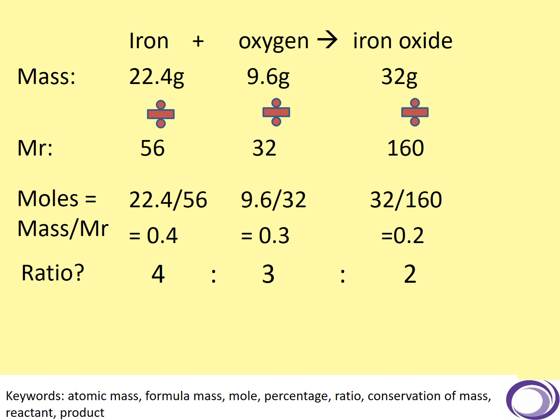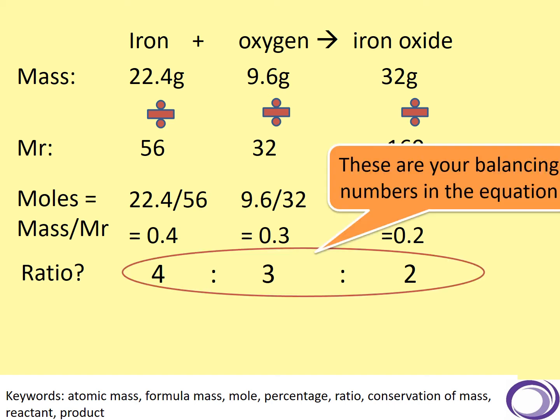The ratios stay the same. We've timesed all of them by 10. So therefore, these are the balancing numbers that we need in our equation. And what we end up with is 4 moles of iron reacting with 3 moles of oxygen to produce 2 moles of iron oxide. And if we follow this pattern every time, you should always get full marks on these questions.